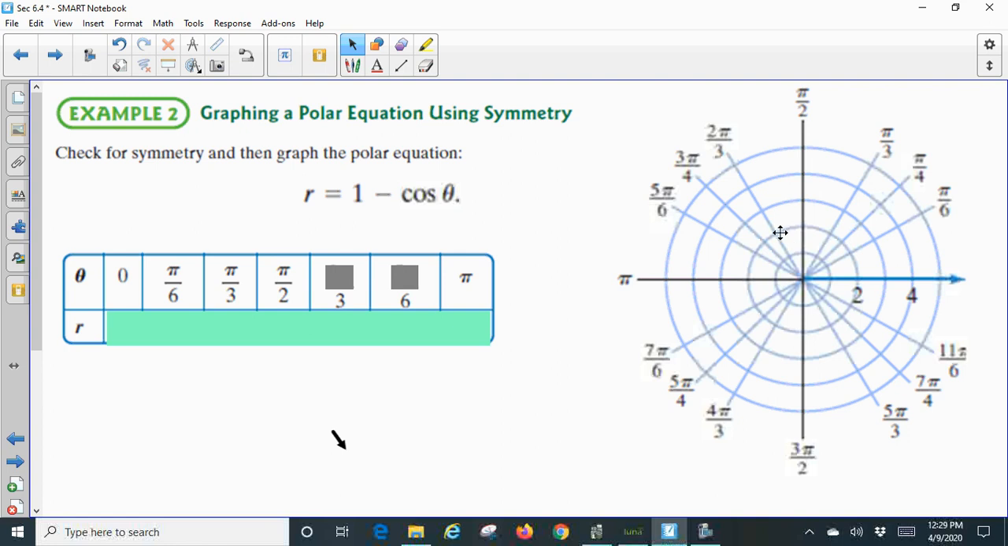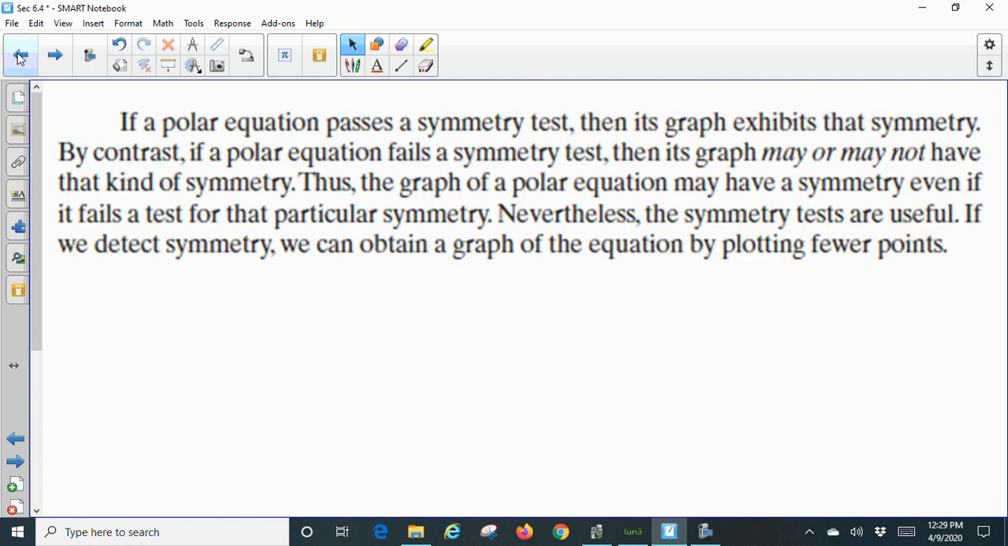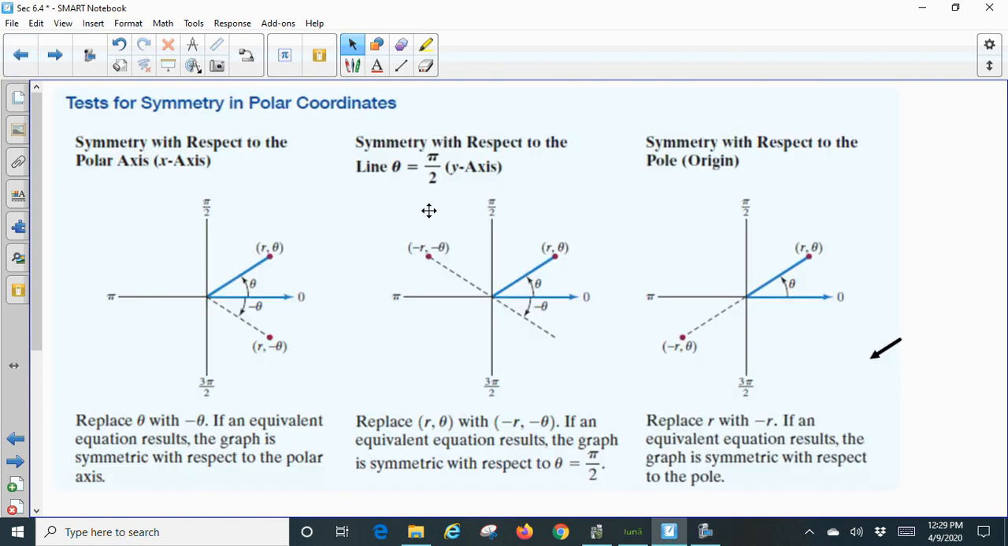So for every point I get above the polar axis, I'm going to get a matching point below. Hence the reason I only had to go from 0 to pi, because every point I find in the top, I can find the matching point in the bottom. Going back, next, let's check for symmetry over the y-axis.